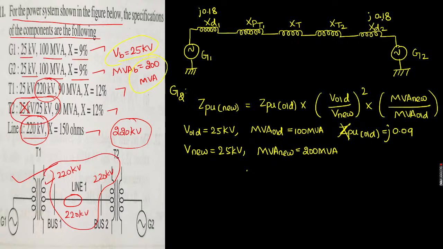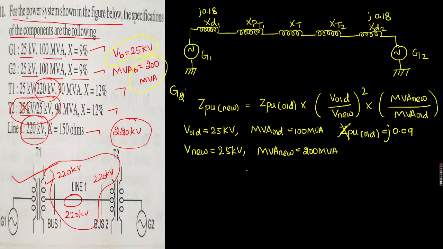What is our next target? Transformers. Let us keep our attention on the transformers. In a transformer, either you can refer the per unit impedance on the primary side, or you can refer it on the secondary side, because we know the per unit impedance of the transformer is always the same on both sides. Anyway, let us go from the generator 1 side. Let us take transformer 1.